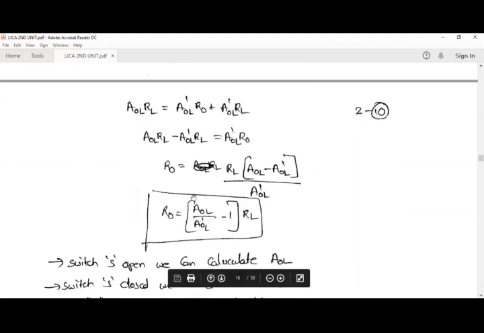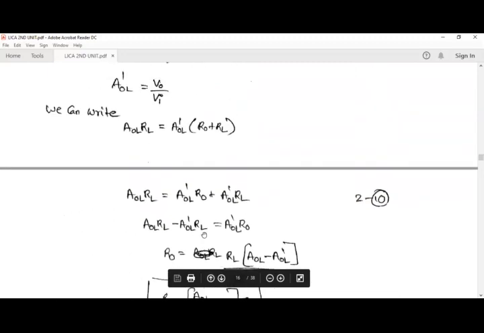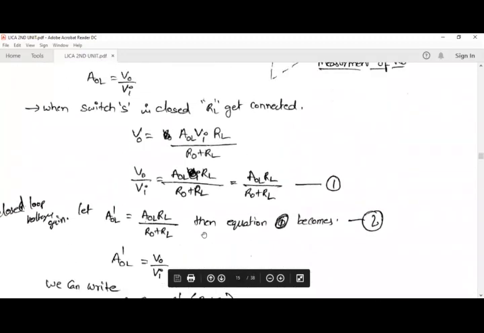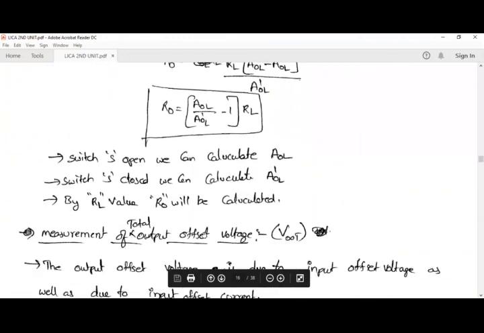R naught depends upon the open loop voltage gain and closed loop voltage gain: R naught is equal to AOL divided by AOL dash, minus 1, into RL. When switch S is open, we calculate the open loop voltage gain. When switch S is closed, we calculate the closed loop gain. If we measure AOL and AOL dash, we can measure the value of R naught. This is how we measure the input and output resistance for an operational amplifier.